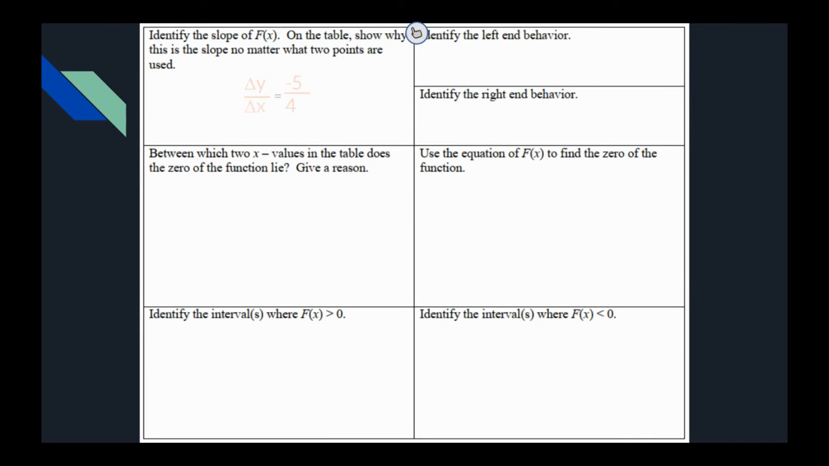Okay, so we already identified the slope as negative 5/4. What's going to be my left end behavior? As x approaches negative infinity on the left, what does y approach? Positive infinity. On the right-hand side, as x approaches positive infinity, y approaches, what? Negative infinity.